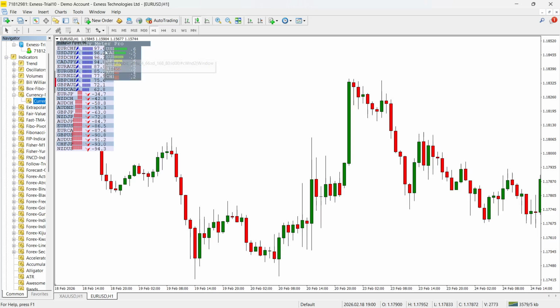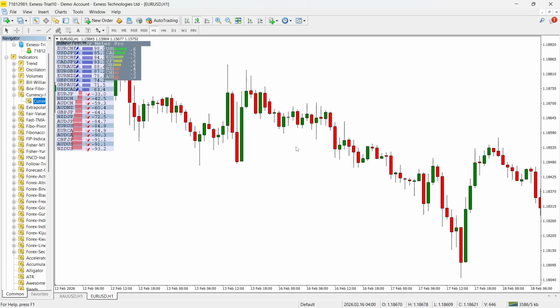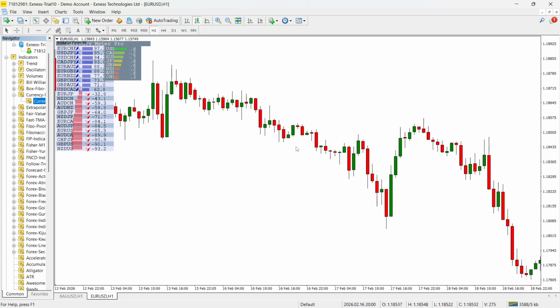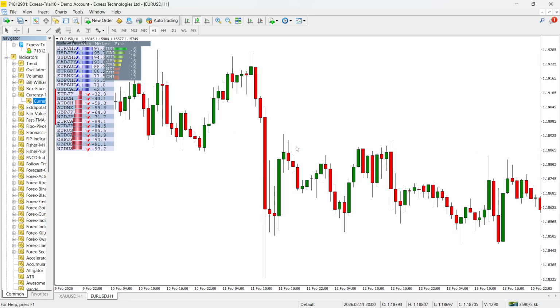Each cell in the grid shows the correlation value, typically on a scale from -100 to 100, representing how closely the two pairs have moved together over the chosen lookback period. Strong positive correlations, values near plus 100, imply that the pairs tend to move in the same direction, while strong negative correlations, values near -100, imply that they tend to move in opposite directions.